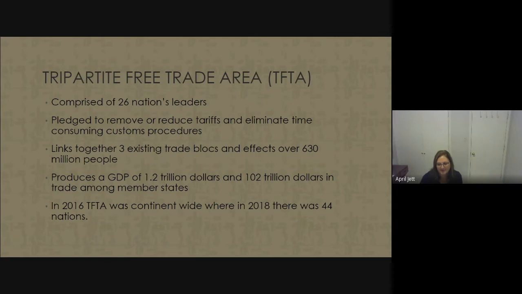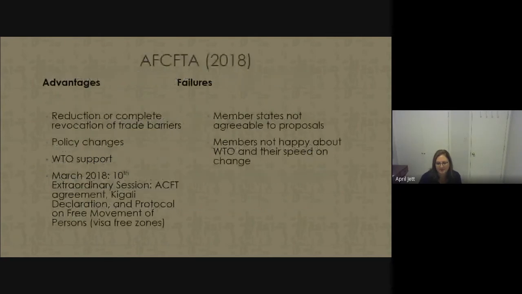The AFCFTA is the African Continental Free Trade Area, and this is an agreement that would make the largest trade agreement in the world if it's measured by participating countries. Some of the advantages would include reduction or complete revocation of trade barriers and World Trade Organization support in developing economic transformation and diversification within the 44 member countries.